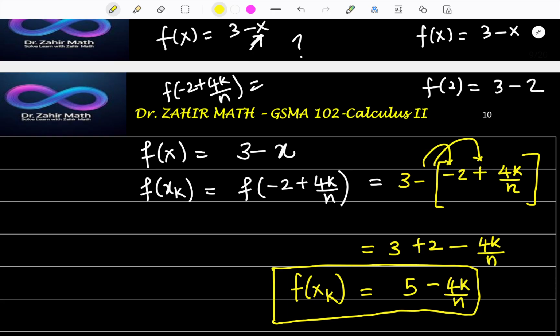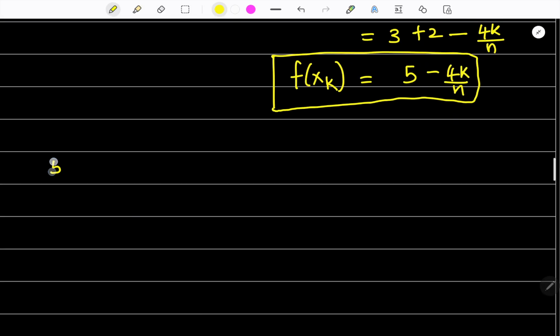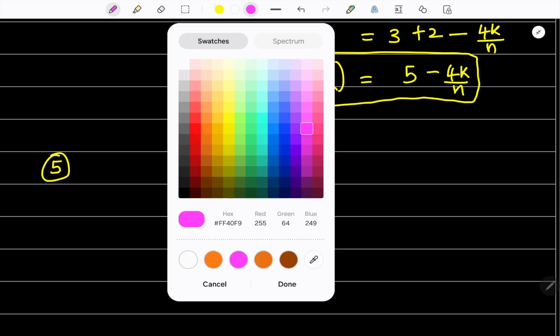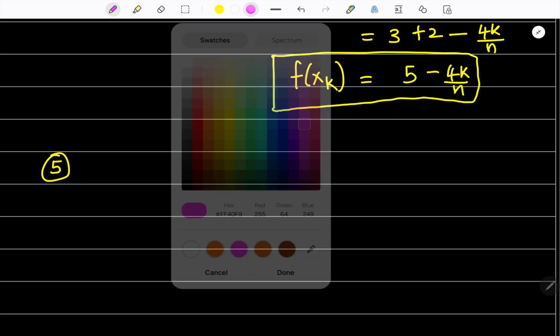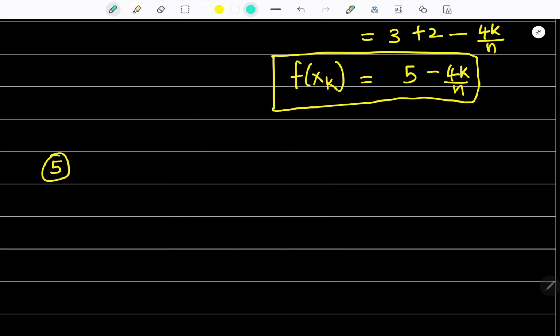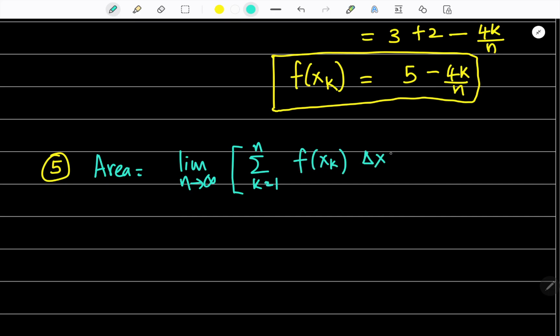So we got f of xk. What did I say? Step number 5. Step number 5 is I said go back again to what? The same thing which you already have in formula number 1. So we are going to go to formula number 1. What is that? Area is equal to limit n tends to infinity, bracket open, sigma k is equal to 1 to n, f of xk times delta x.